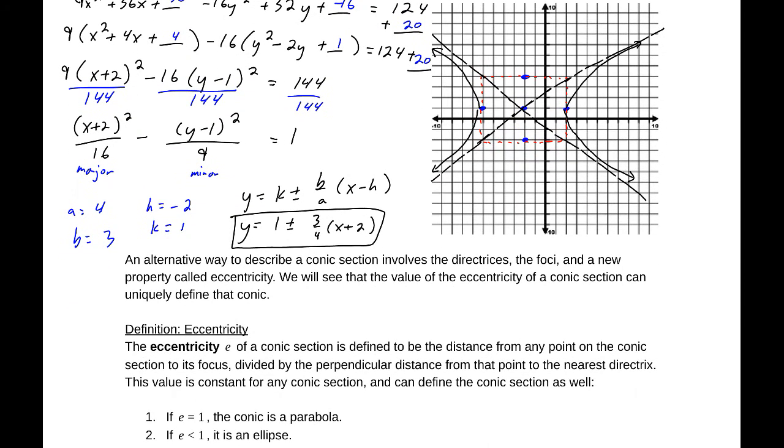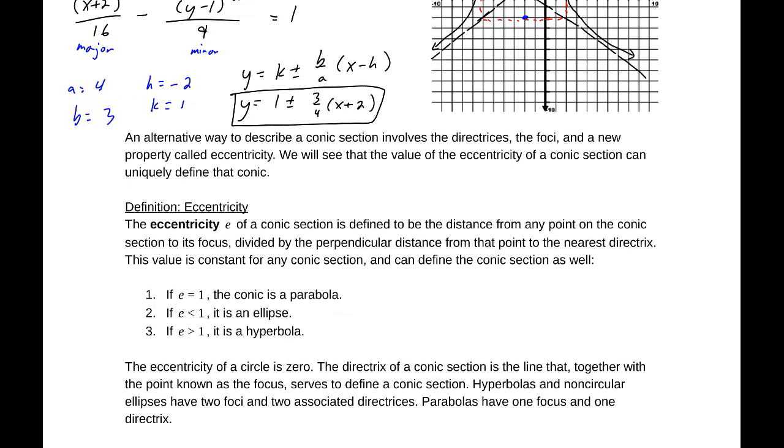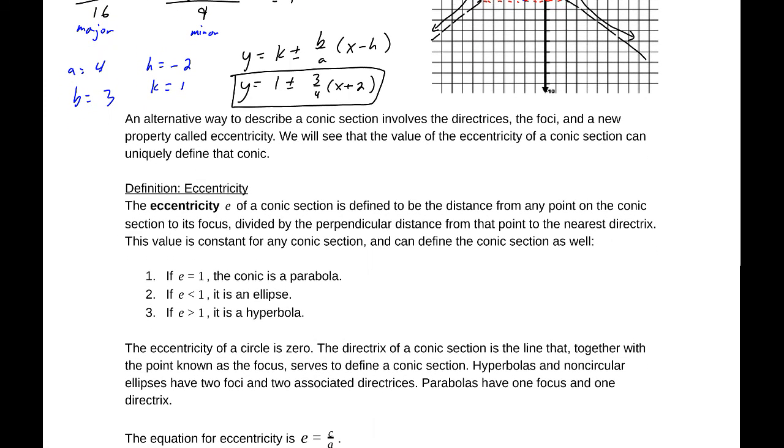Now, an alternative way to describe these conic sections involves the directrix, the foci, and a new property we're going to talk about called eccentricity. So the value of the eccentricity can actually uniquely tell us whether we have a parabola, a circle, an ellipse, or a hyperbola. So by definition, eccentricity is the distance from any point on the conic section to its focus divided by the perpendicular distance from that point to the nearest directrix. Okay, so it's a ratio of the distance to the focus divided by the distance to the nearest directrix.